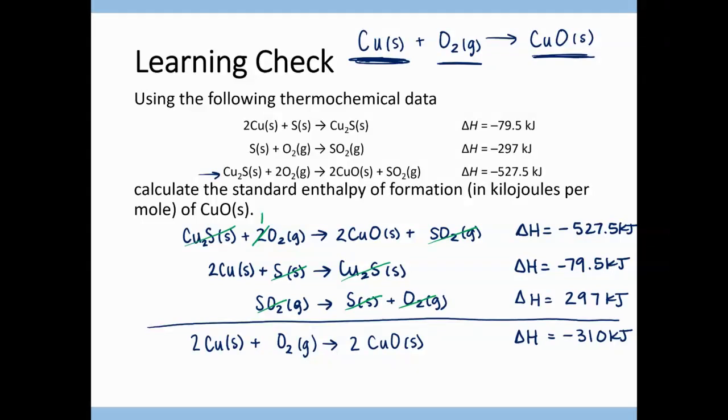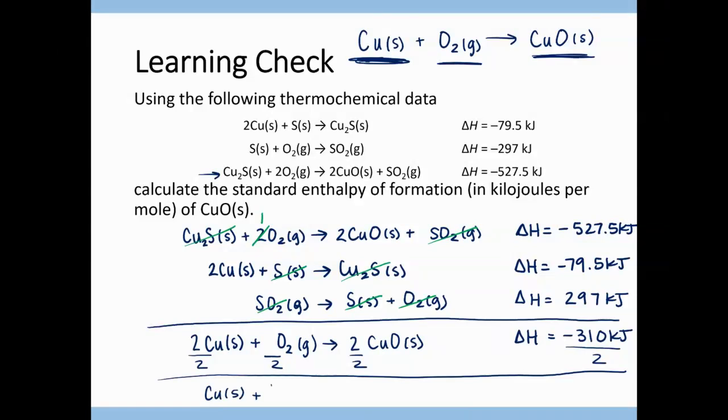So if we want to find the enthalpy of formation of 1 mole, then we need to divide all of these coefficients by 2, and then divide the change in enthalpy by 2. So then we have 1 mole of copper, not copper sulfide, but solid copper, plus 1/2 mole of oxygen gas, and that produces 1 mole of copper oxide. So the enthalpy change for this reaction is negative 155 kilojoules per mole of copper oxide formed.